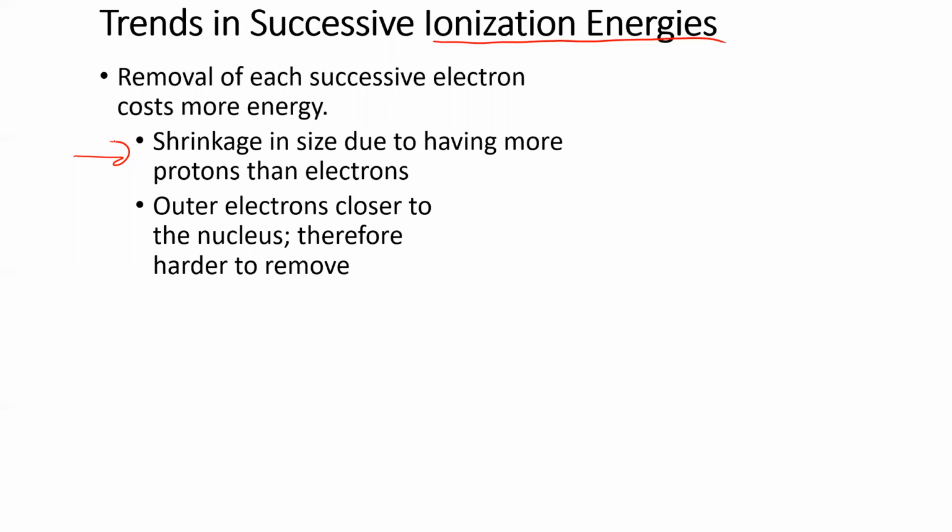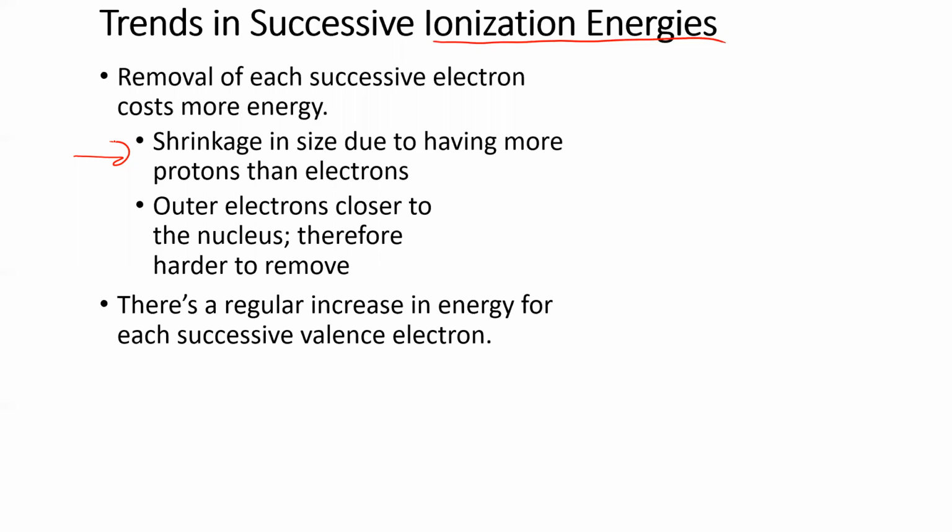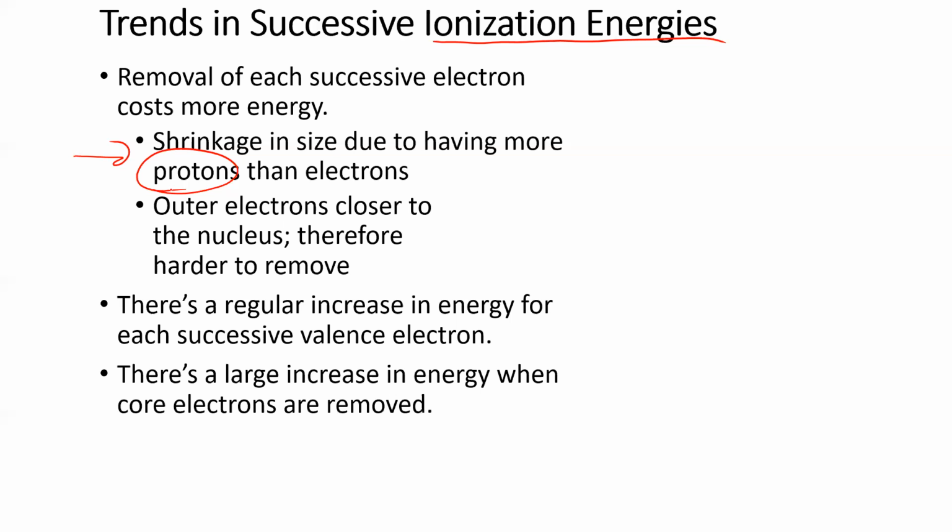So now that the outer electrons are closer, it's going to be harder to remove. Just think of magnets, right? As they are closer, they're harder to pull apart. So there's a regular increase in energy for each valence electron. It requires more energy to remove two electrons than it does one. It requires more energy to remove three. That just makes sense because, again, the protons are going to start outnumbering the electrons more and more.